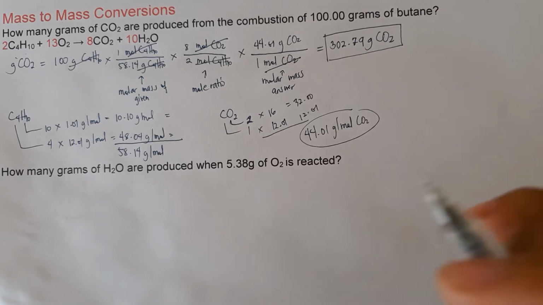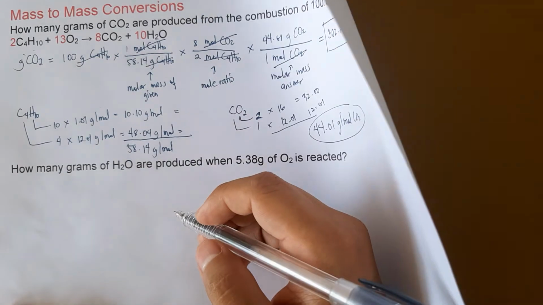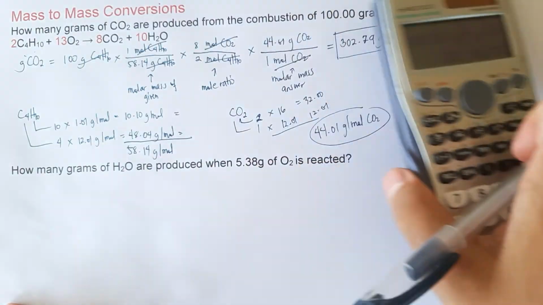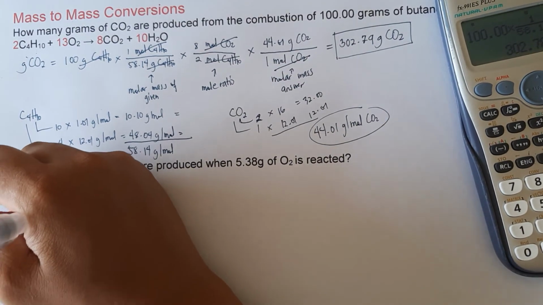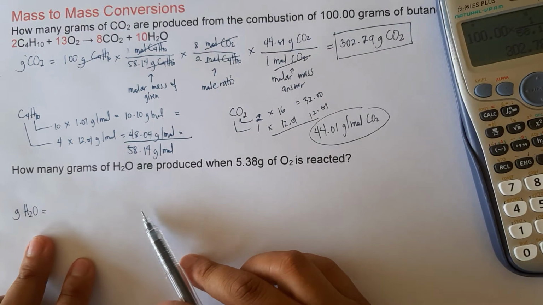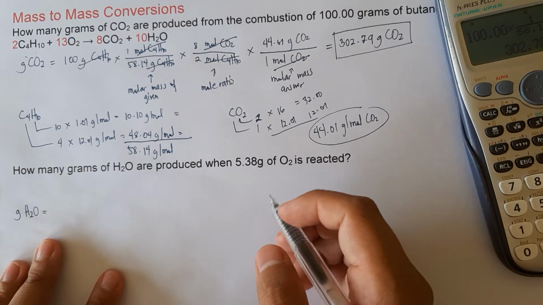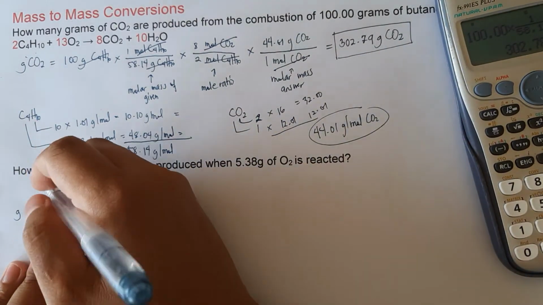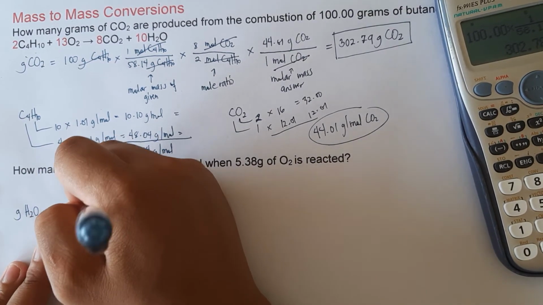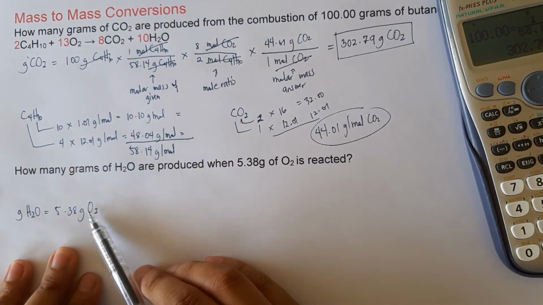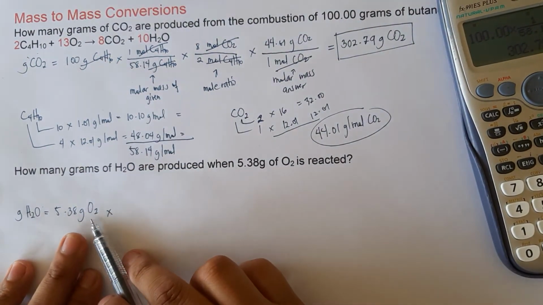So, let us try to solve. Again, we are looking for the mass of water. The mass of water, so that's grams of H2O is equals to. Ayan, so yun yung hinahanap natin. So, our given is 5.38 grams of oxygen gas, times, so kailangan nating makancel si grams of oxygen gas.